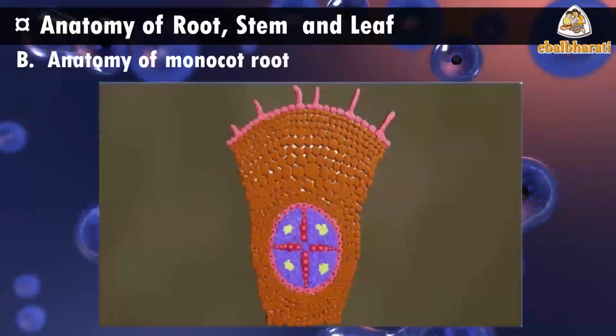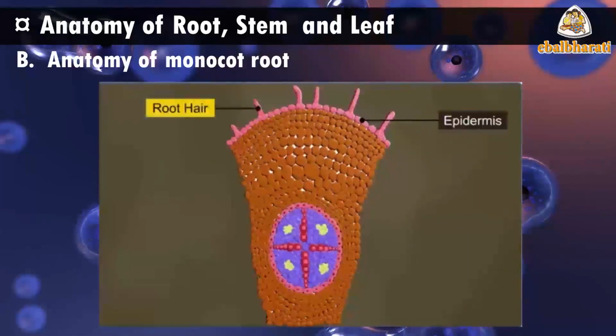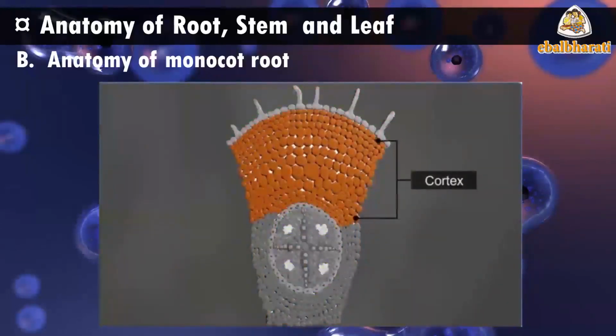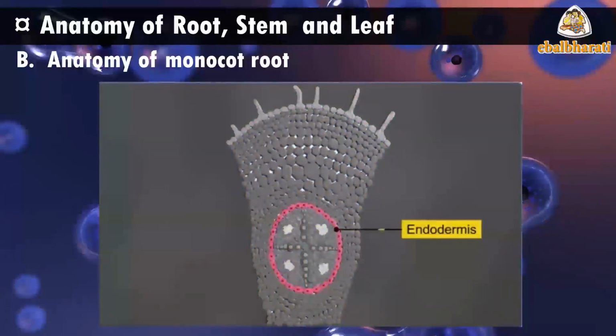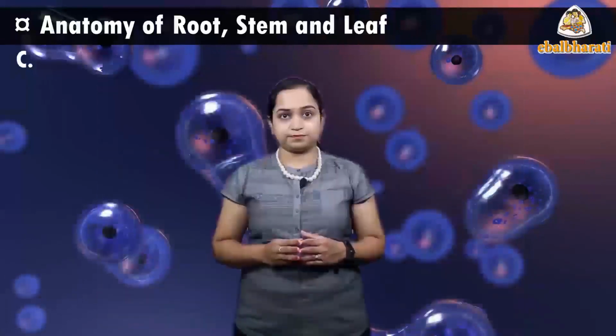Anatomy of monocot root. It resembles that of dicot root in its basic plan. However, it possesses more than 6 xylem bundles. Polyarch condition. Pith is large and well developed. Secondary growth is absent. Figure 8.15 denotes a monocot root.